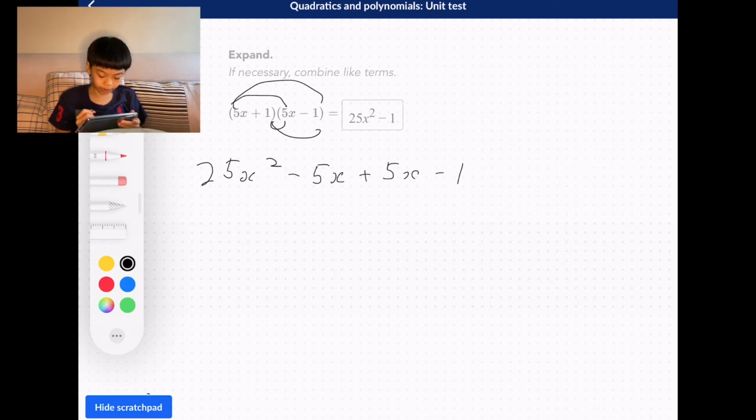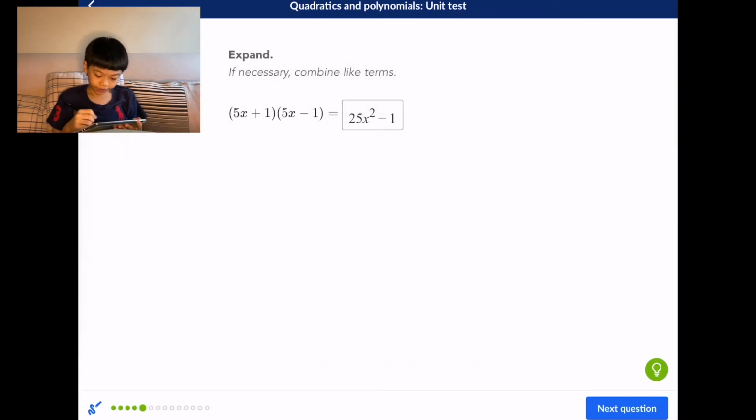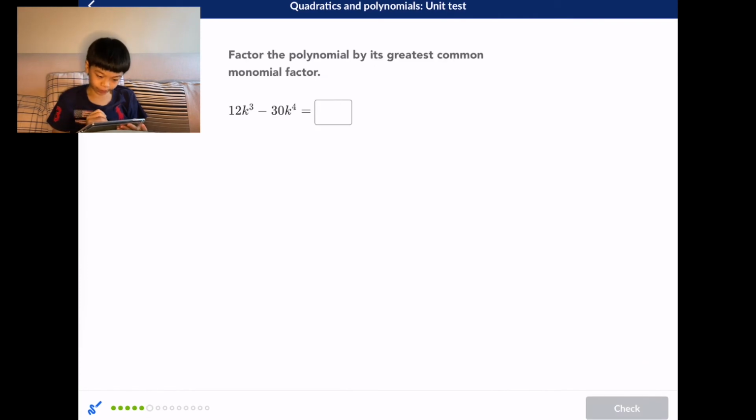So, therefore, 25x squared equals 25x squared minus 1, because minus 5x plus 5x is 0. So, I'm correct. This is the key method if you're struggling with a question like this. So, we can move on to the next question.